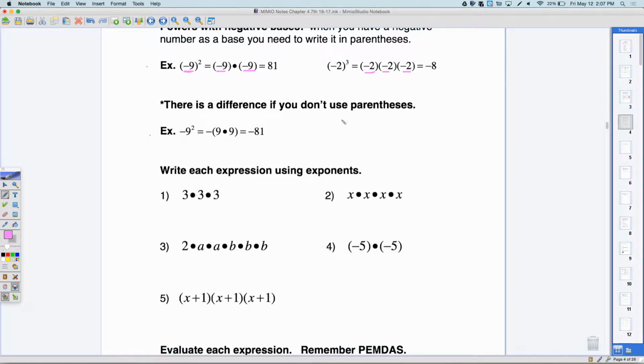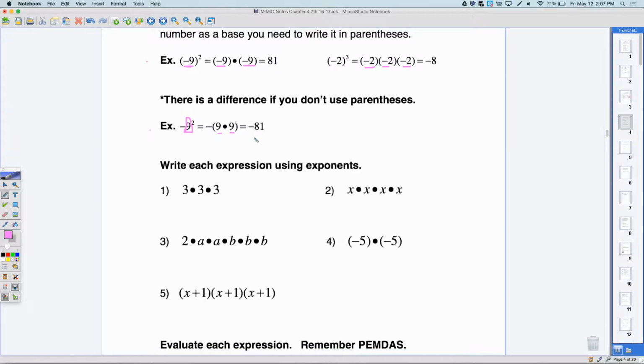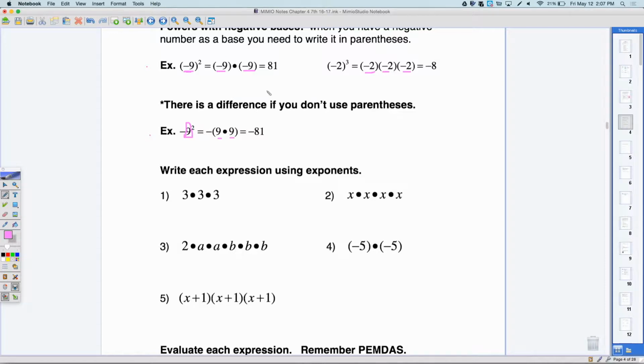There's a difference if you do not put the negative in parentheses. So that means where it says negative 9 to the second power, it really means the opposite of your 9 squared. So that means you're taking the opposite of 9 times 9. So that gives you a negative 81. So be careful whenever there is a parentheses around the negative, that means your whole base is negative. If there's no parentheses around it, it's only the number right before it, not including your negative, being repeated.